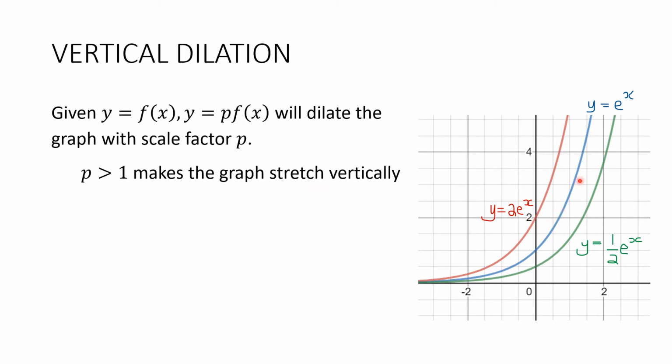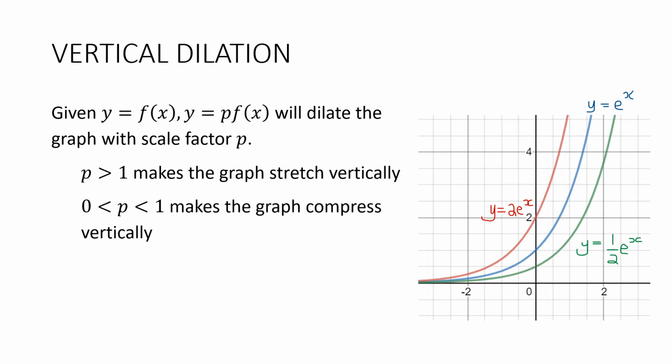Here's our base graph, y equals f of x. If I put a 2 in front of it, I'm going to stretch it vertically. If p is in between 0 and 1, it's going to make the graph compress vertically.